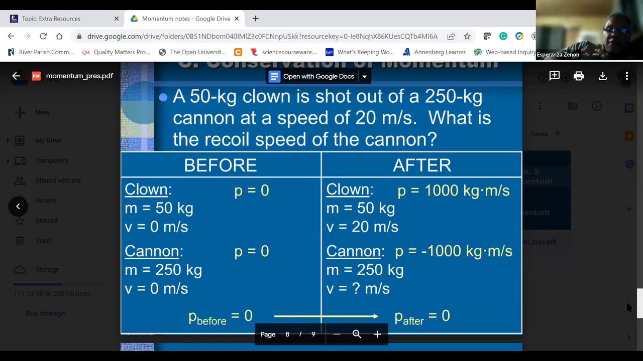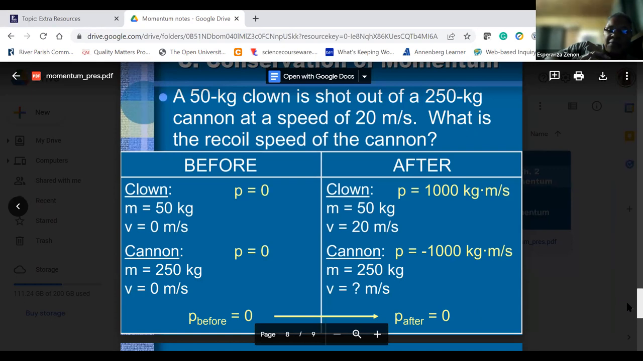But you can see clearly that after the cannon is fired, the clown has gained some momentum. 50 kilograms times 20 meters per second, 1,000 kilogram meters per second, okay? Now we know that the mass of the cannon is still going to be 250 kilograms, but the question is, how fast is it going to kick back? Well, in order to solve that, we need to know the cannon's momentum after. Well, I have a way to find it. If my total has to be zero and the clown has positive 1,000 kilogram meters per second, the only way I get zero is to add negative 1,000 kilogram meters per second. Positive 1,000 plus negative 1,000 gives me the zero that I must have afterwards.